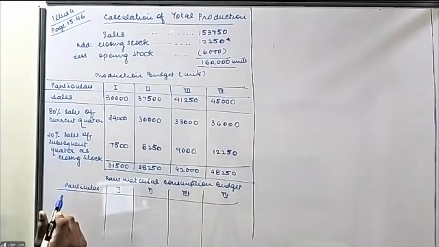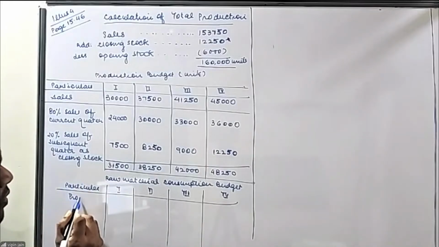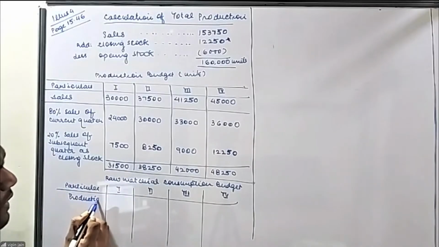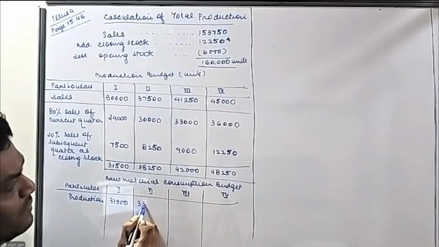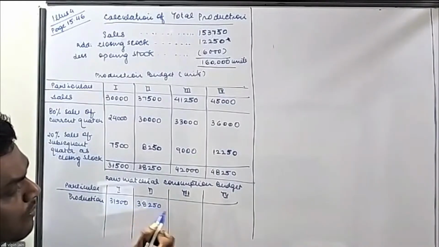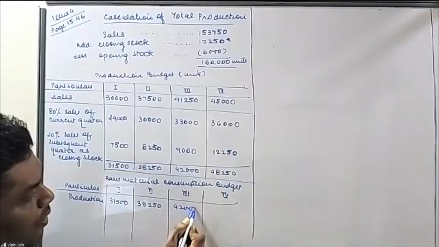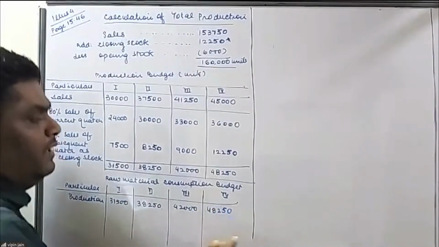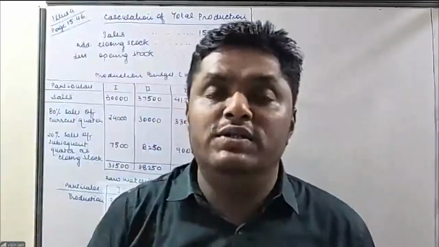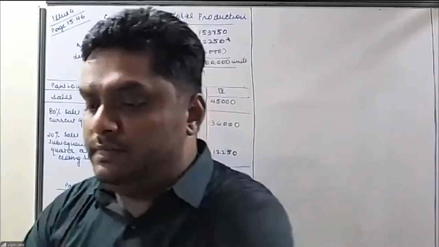So herein we have the production. We have already calculated the production, that is 31,500. This much is the quantity produced, that is the finished output produced.